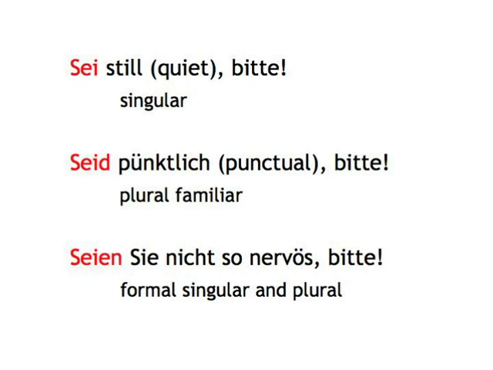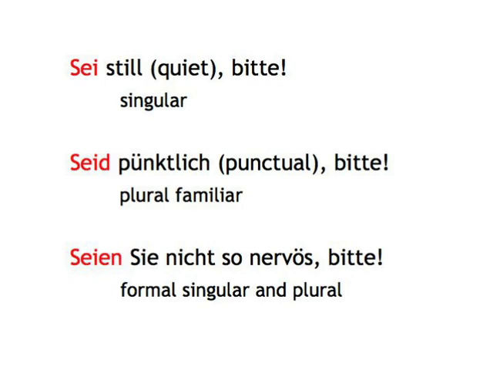Only the mother of all irregular verbs, sein, has special forms even in the plural. Sei still, bitte. Be quiet, please. That's singular. Seid pünktlich, bitte. Be punctual, please. That's the plural familiar. Seien Sie nicht so nervös, bitte. Don't be so nervous, please. That's formal, singular and plural.